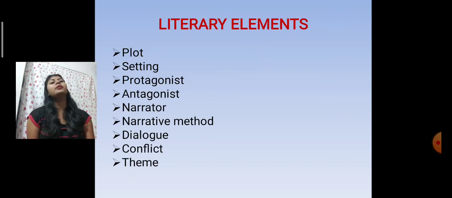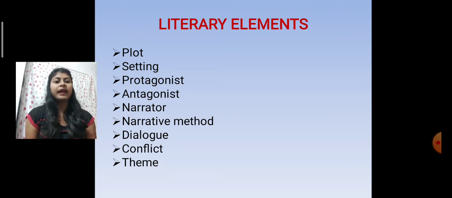There are some literary elements as well. So if you also want to write literary works, you can use these things. You have to keep these things in mind when writing. And when you read novels or poems, especially novels, you can see these elements present. This makes literary writing effective. First one is plot, that is the sequence of events. Then setting, meaning the time or place. Protagonist, the main character. Antagonist means the conflicting character.